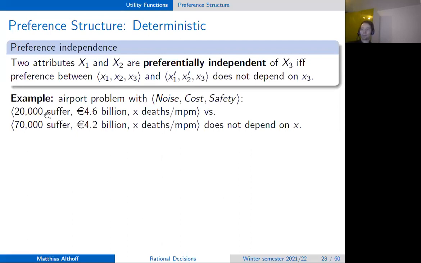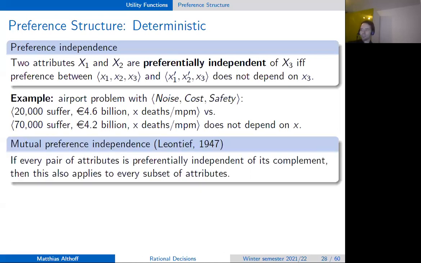So the decision whether I prefer that 20,000 suffer from noise and that the costs are 4.6 million and I have X number of deaths, compared to 70,000 suffer from noise and the airport costs just 4.2 billion, sorry, and I have X number of deaths, then the choice doesn't matter on the value of X. Of course, X should be equal in both cases, but whether it's 10 or 100 or 1,000 wouldn't change my decision which of these two I would prefer. So then noise and cost would be preferentially independent of safety.